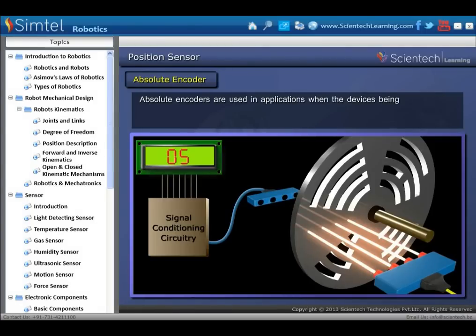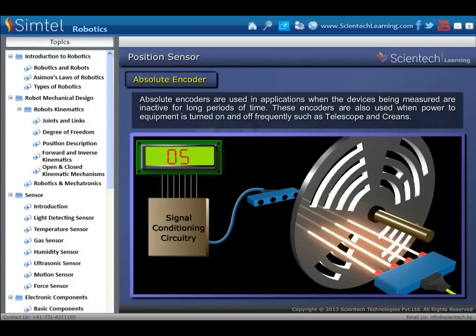Absolute encoders are used in applications when the devices being measured are inactive for a long period of time. These encoders are also used when power to equipment is turned on and off frequently, such as telescopes and gates.